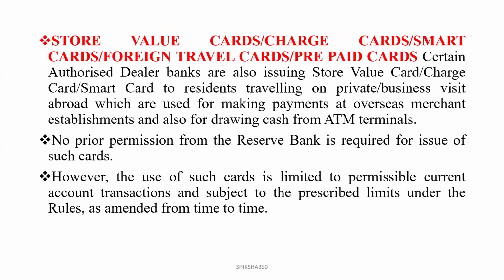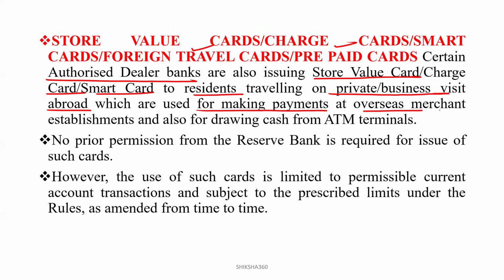Stored value cards, charge cards, smart cards, foreign travel cards, prepaid cards. Certain authorized dealer banks are also issuing stored value cards, charge cards, smart cards to residents traveling on private or business visits abroad, which are used for making payments at overseas merchant establishments and also for drawing cash from ATM terminals. Used for what? Basically for making payment at overseas merchant establishments and also for drawing cash from ATM terminals.